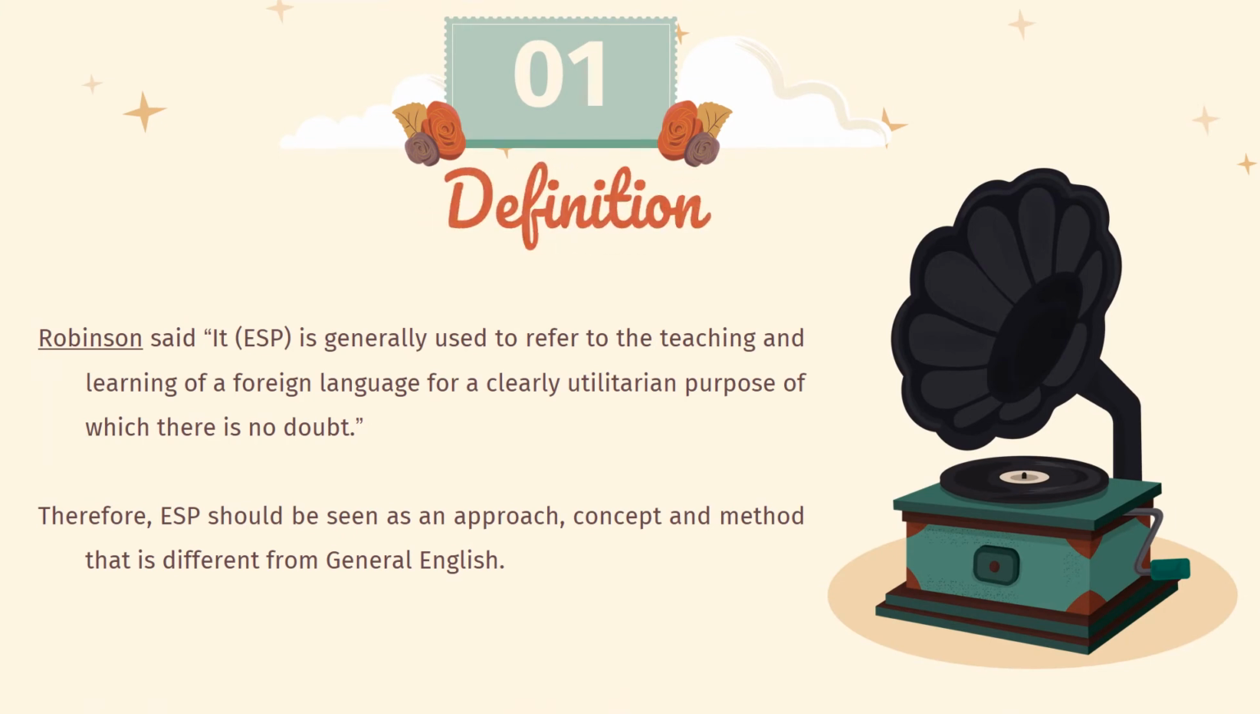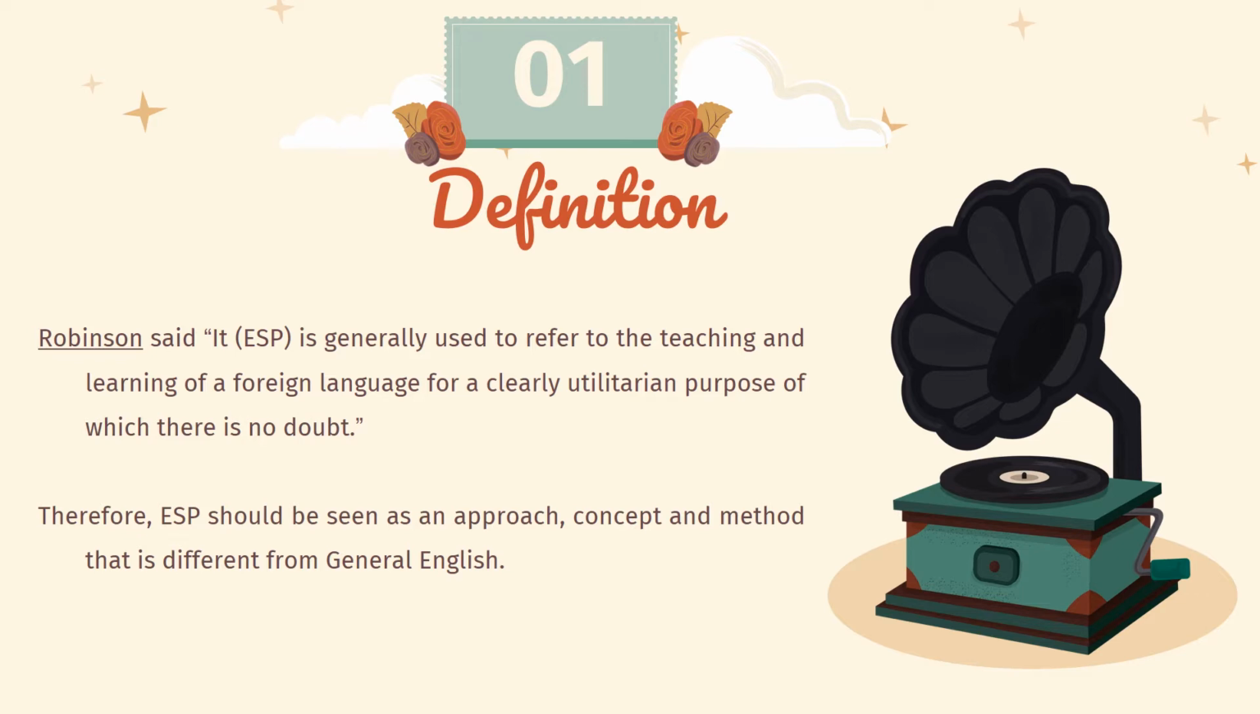Number 1. Definition of English for specific purpose. Robinson said, English for specific purpose is generally used to refer to the teaching and learning of a foreign language for a clearly utilitarian purpose of which there is no doubt. And therefore, ESP should be seen as an approach, concept, and method that is different from general English. The same thing was said by McDonough.